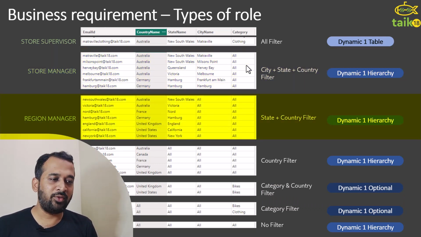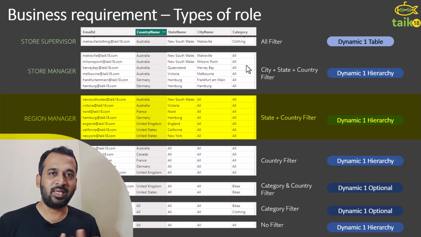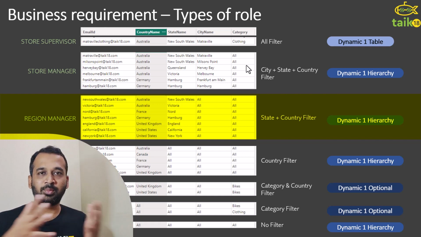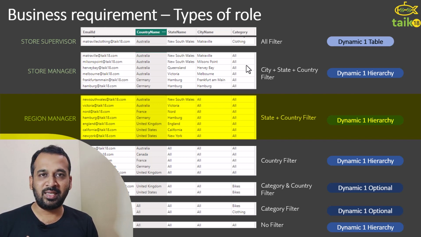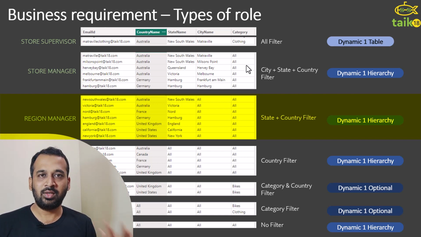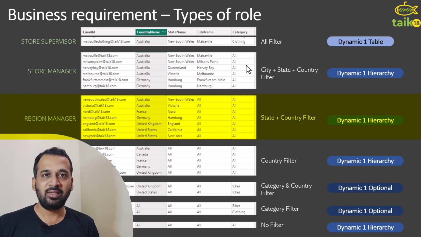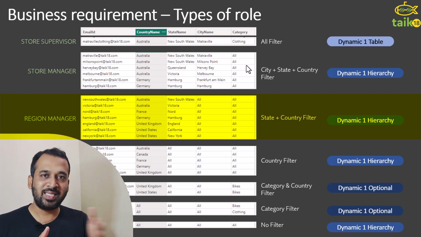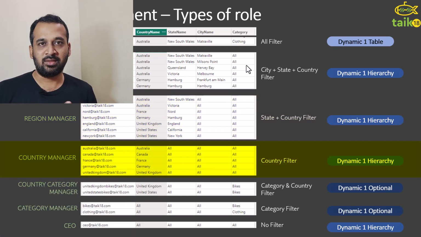And the next thing we have is the region manager. For example, each and every state or particular region will have a separate manager to maintain it. The store managers have to report to the region managers. For that, we have to apply only the state and country level filters, not the city, and not the category as well. So in that case, we have all in the category and all in the city name. Here also we can adopt the dynamic hierarchy, since it follows the same hierarchy pattern.